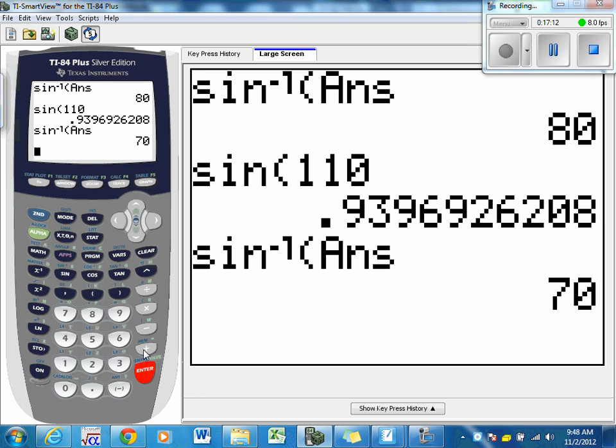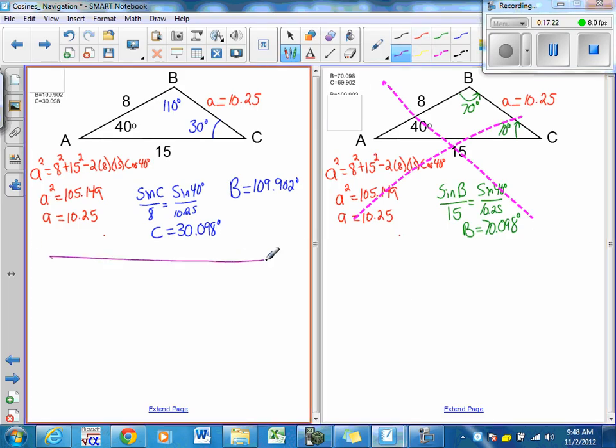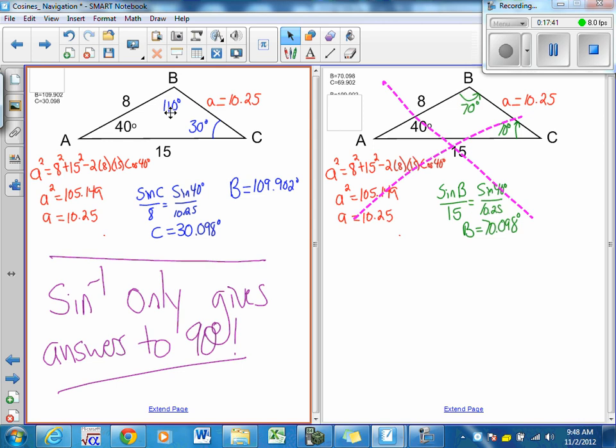So what's our problem? Inverse sine only gives answers up to 90 degrees. You cannot get an angle over 90. So look at our example. Our angle B was 110. Inverse sine will not give you the answer.